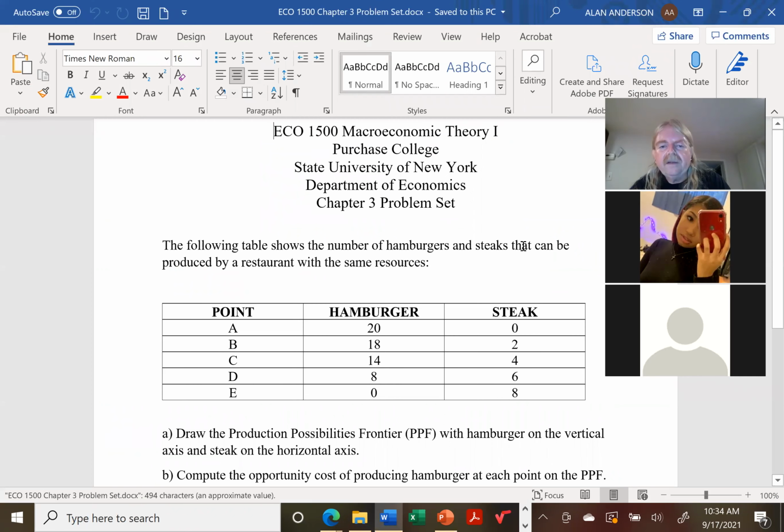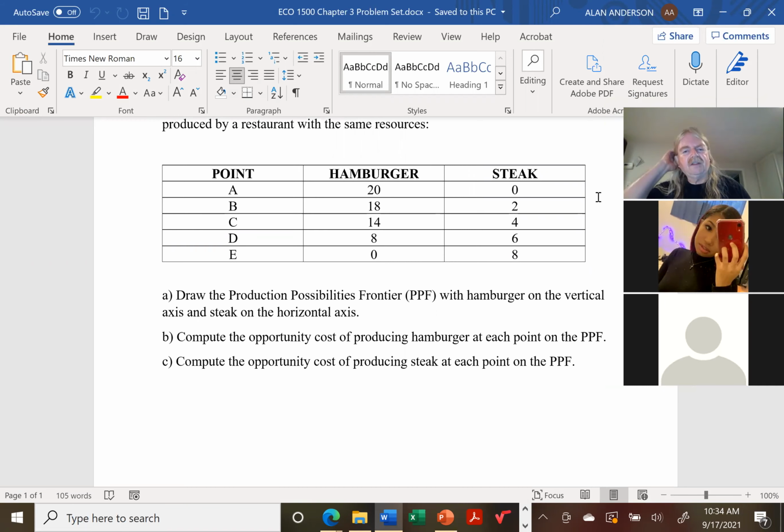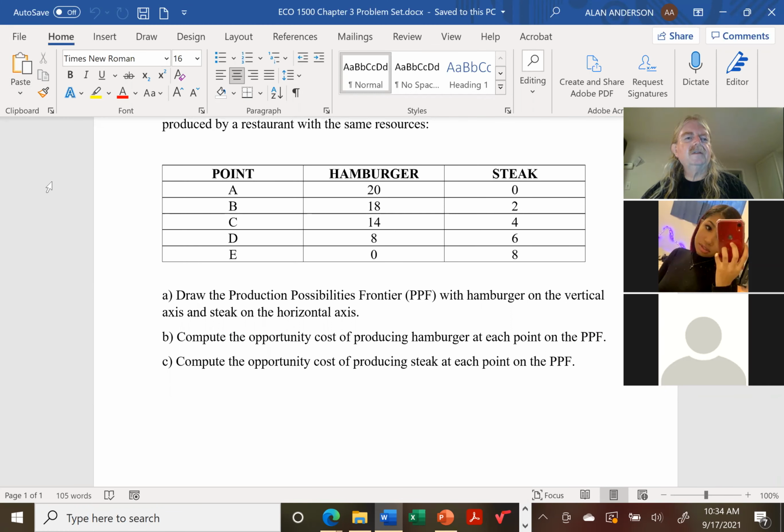Okay, so we're given a production possibilities schedule, which you can draw and turn into a production possibilities frontier. Now, the idea here is you're really just being asked to sketch it. You're not being asked to turn it into an artistic masterpiece, but you just want to get a rough idea of how this works. Okay, whoops, hold on. Let me do this.